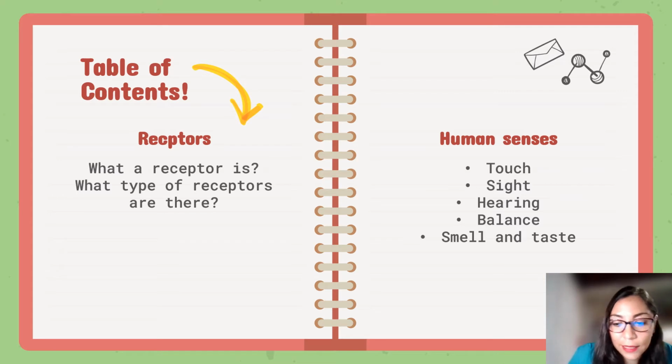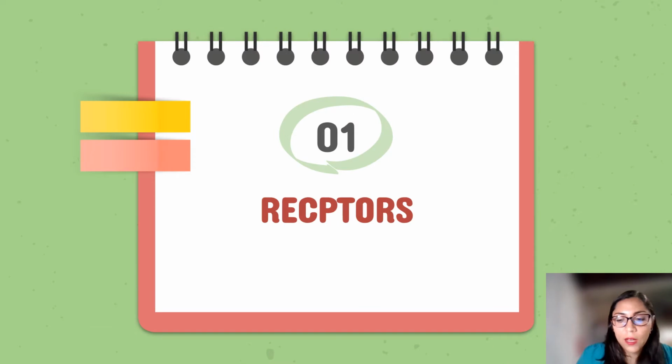Now we can see the contents of today's lessons. First, we're going to talk about receptors. We're going to talk about what is a receptor and what types of receptors there are. And then we're going to talk about each human sense. So we're going to talk about touch, sight, hearing, balance, smell, and taste. So let's start with receptors.